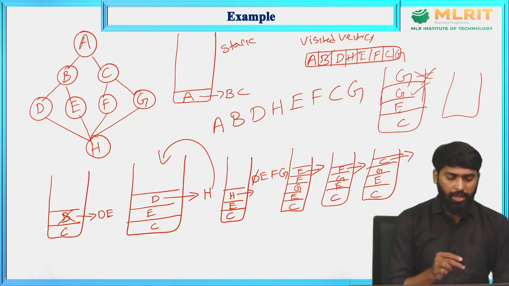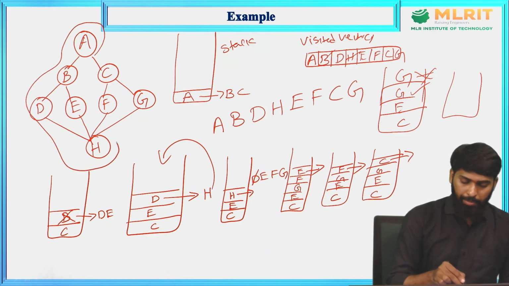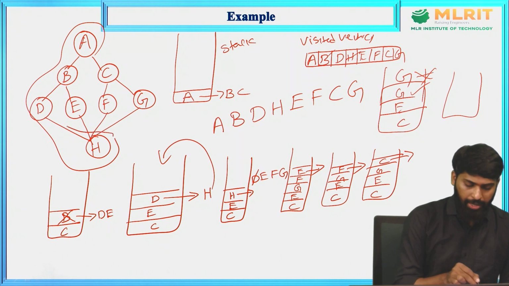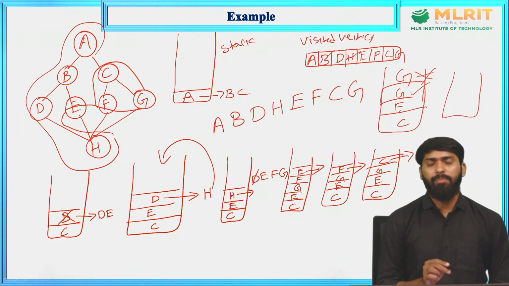If you observe here, you start from A and you traverse depth first. A, B, D, H. Then we visit E. From E to F, F to C, C to G here. That's it. Now this traversal we call depth first search.